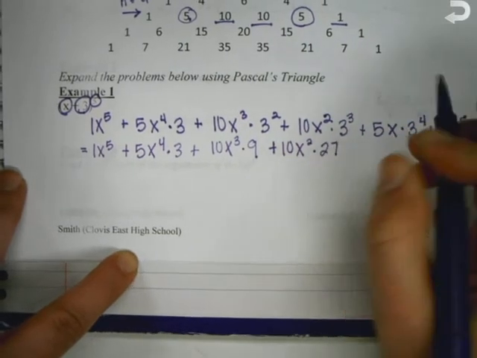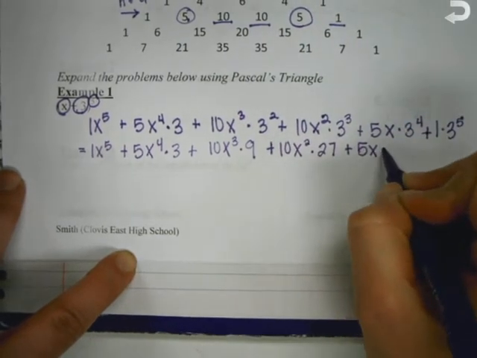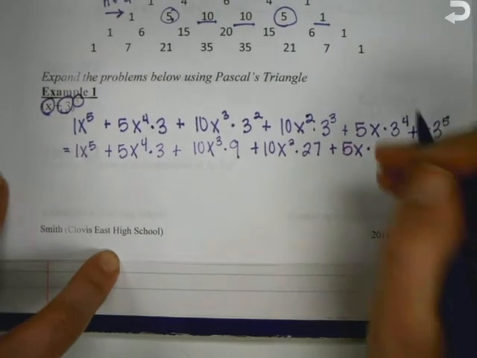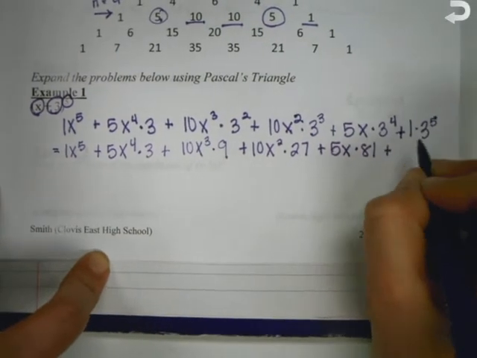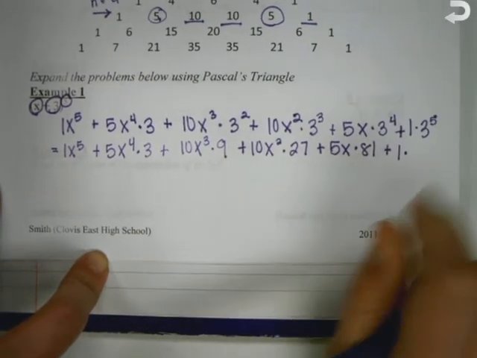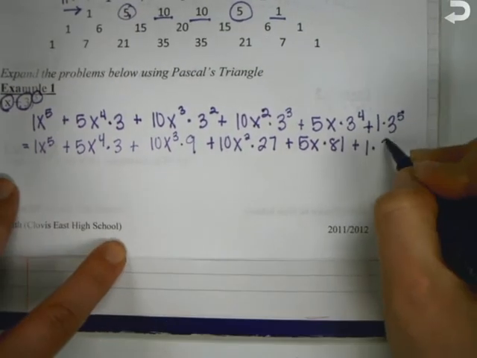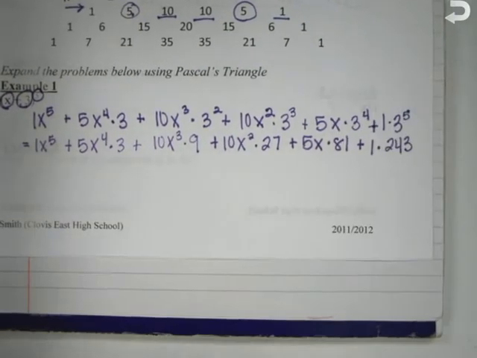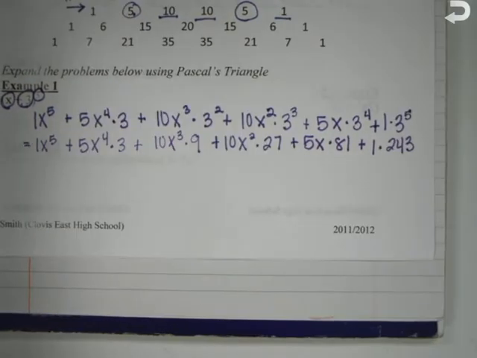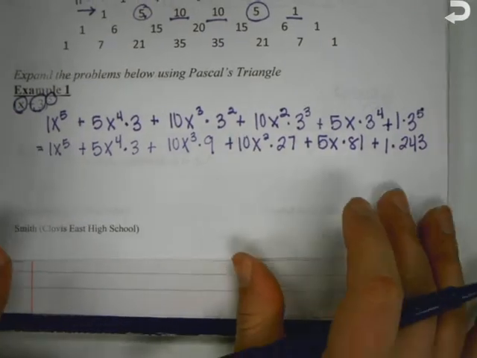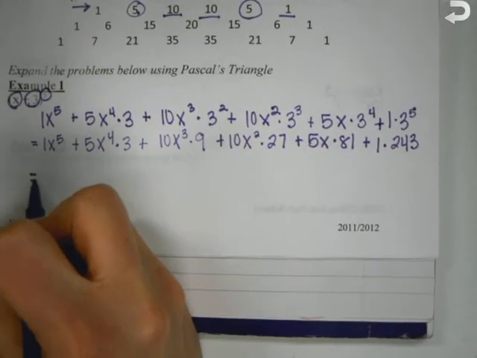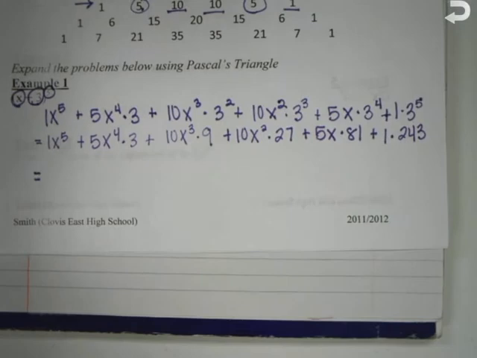Now we can actually multiply the coefficients and the numbers. So let's simplify it one last time. Give yourself some room because we're going to box our answer. 1x to the 5th. Can I just rewrite that as x to the 5th now? Okay. Plus 5x to the 4th times 3. What does that give me? 15x to the 4th.